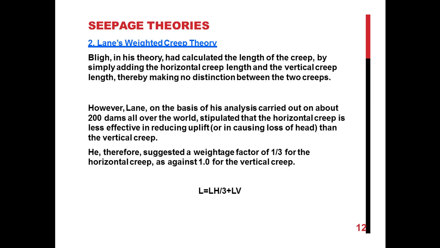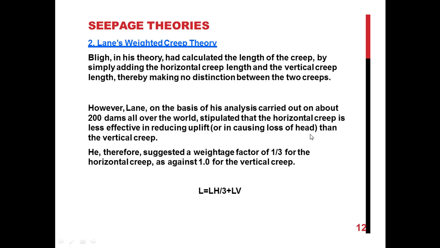Bligh, in his theory, calculated the length of the creep by simply adding the horizontal creep length and the vertical creep length, making no distinction between the two creeps. However, Lane, on the basis of his analysis carried out on about 200 dams all over the world, stipulated that the horizontal creep is less effective in reducing the uplift or in causing loss of head than the vertical creep.